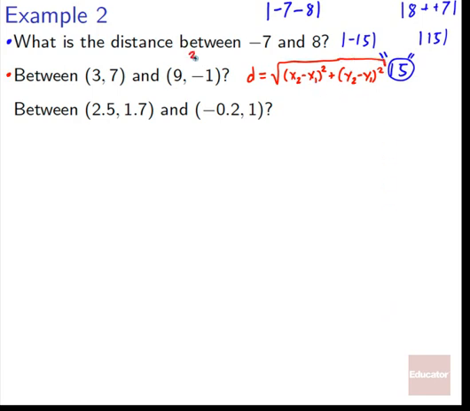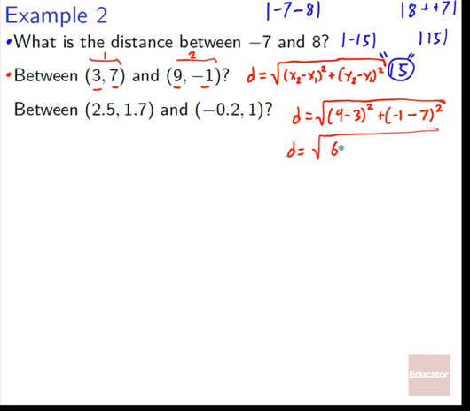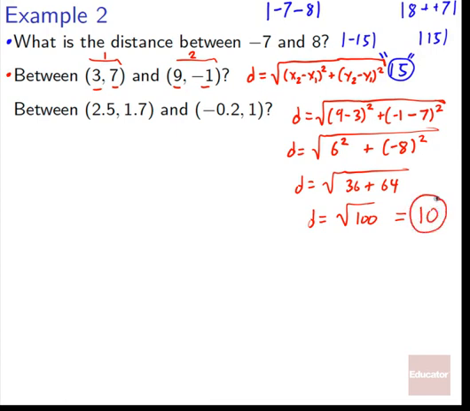So in this case, let's arbitrarily set this as our second guy and this as our first guy. So the distance is equal to the square root of (x2 minus x1) squared, so that would be second x is 9 minus first x is 3, squared, plus our y portion, second y is negative 1 minus first y is 7, squared. So distance is equal to the square root of 6 squared plus negative 8 squared. Distance equals the square root of 36 plus 64, which means the distance is equal to the square root of 100, which equals 10. So the distance between those two points is 10.